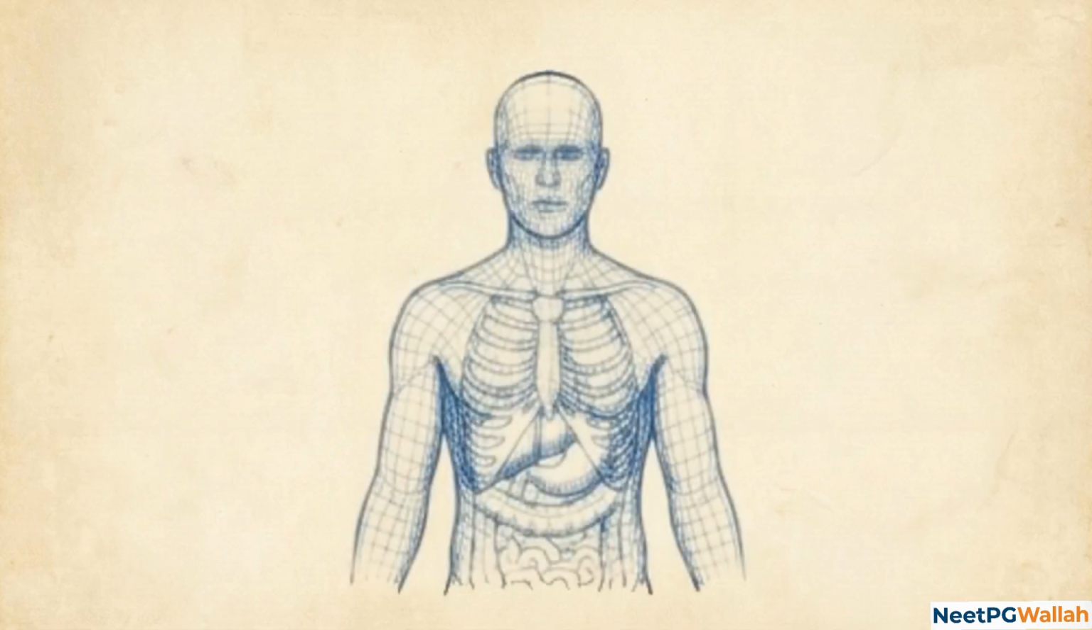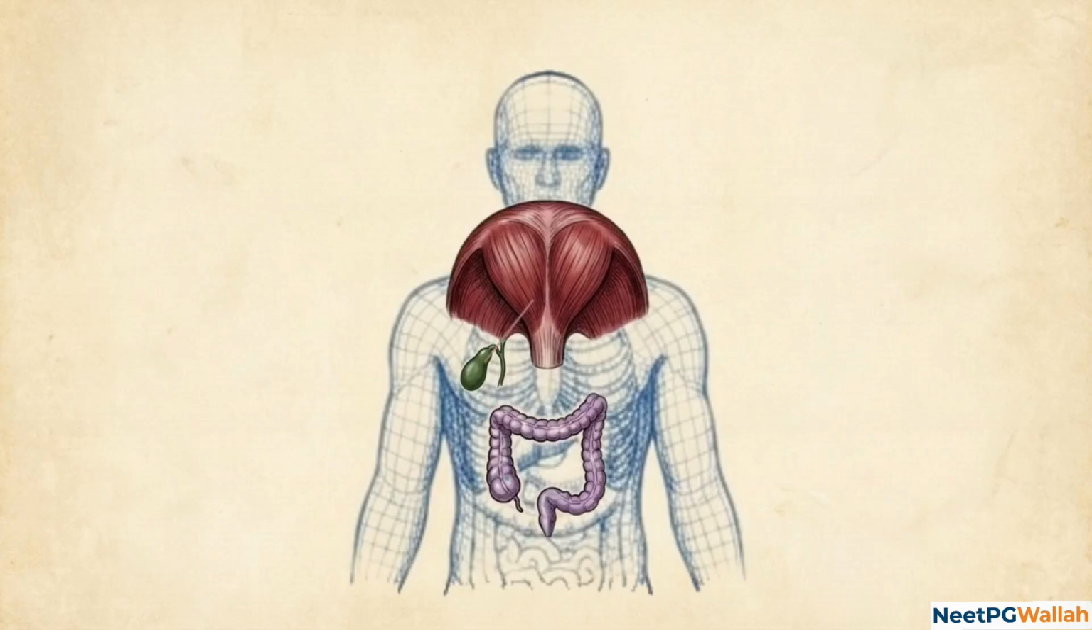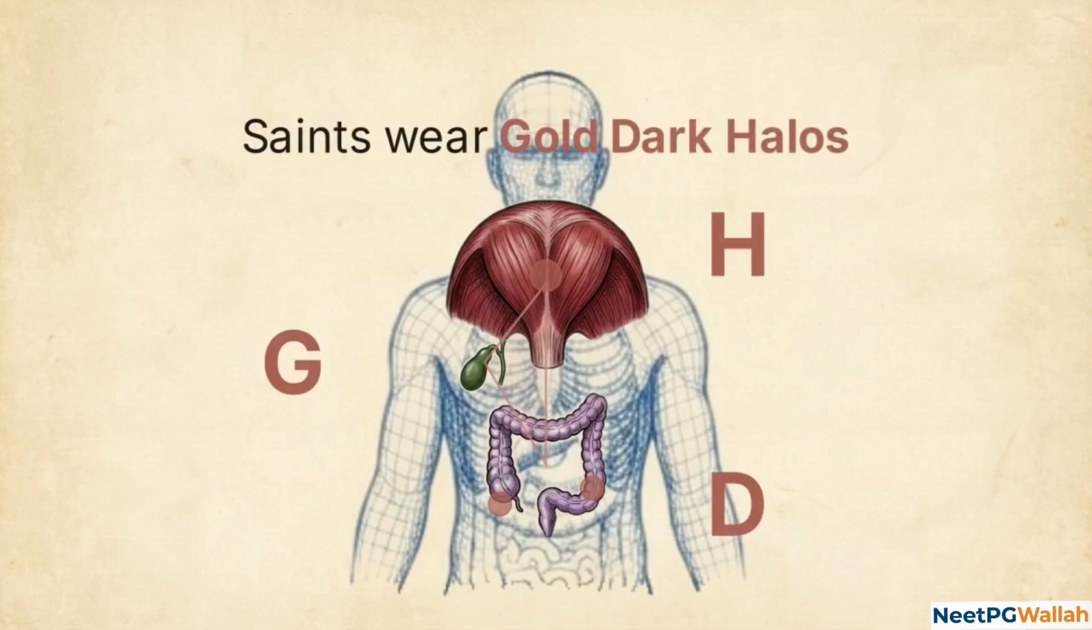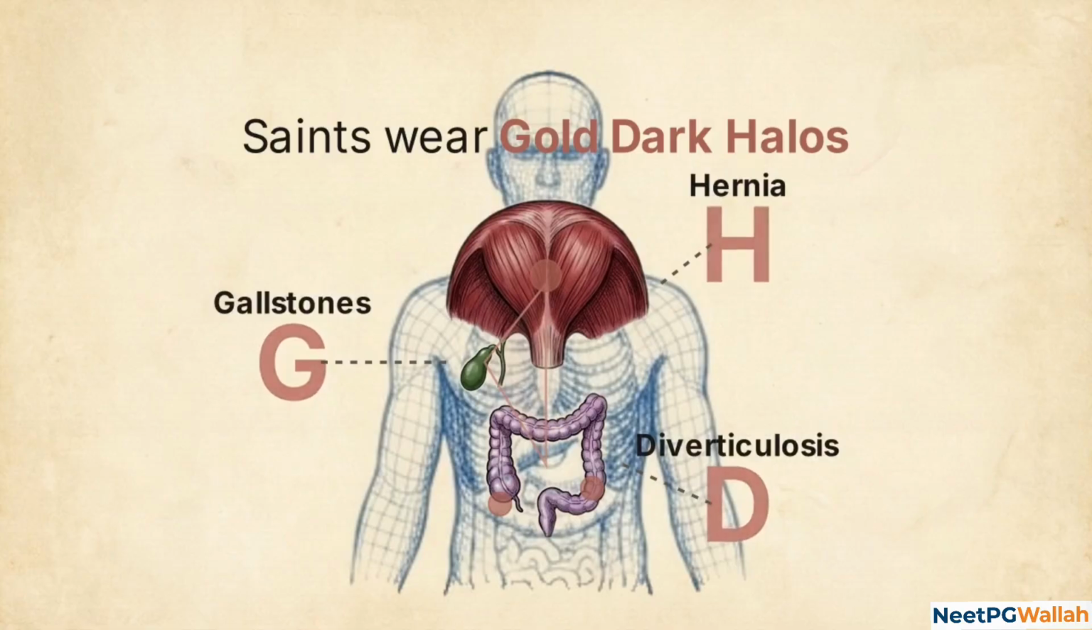Saint's triad consists of the simultaneous presence of gallstones, diverticulosis of the colon, and a diaphragmatic or hiatal hernia. While these occur in completely different systems, they share a hidden pathophysiological link. All 3 stem from a systemic weakness in tissue and a tendency toward herniation, most commonly observed in obese patients. The mnemonic mapping these disparate zones is GDH. Saints wear gold dark halos, representing gallstones, diverticulosis, and hernia.